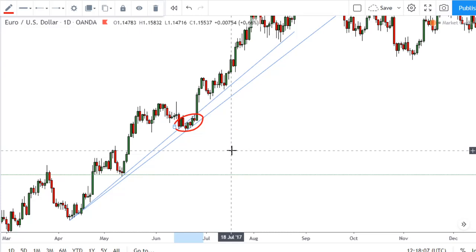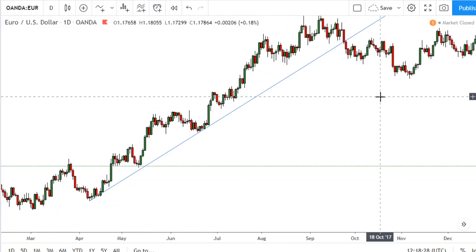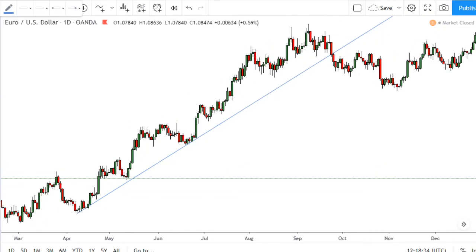Okay, and it works on every time frame. On every time frame, the rule is the same, from wick to wick. So it's a beautiful trend line. What we can see, we could place another few trend lines.